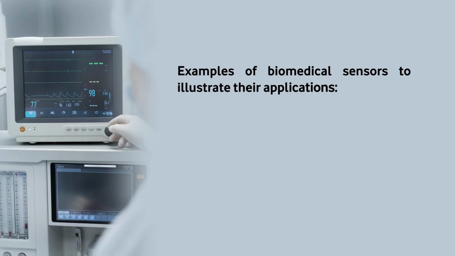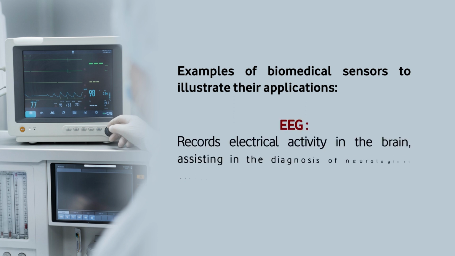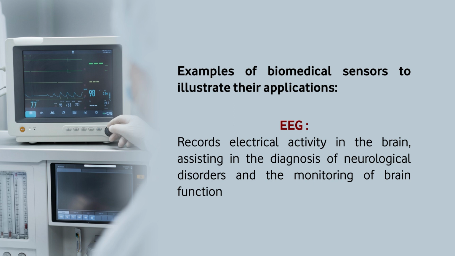Now, we discuss their examples. Provide concrete examples of biomedical sensors to illustrate their applications. Electrocardiogram, ECG, measures the electrical activity of the heart, helping diagnose heart conditions like arrhythmias and myocardial infarction. Electroencephalogram, EEG, records electrical activity in the brain, assisting in the diagnosis of neurological disorders and the monitoring of brain function.